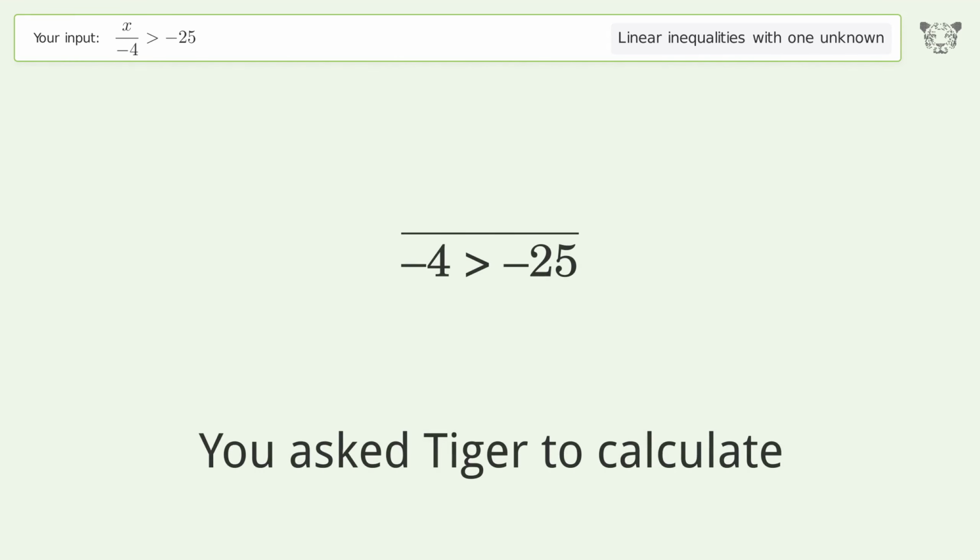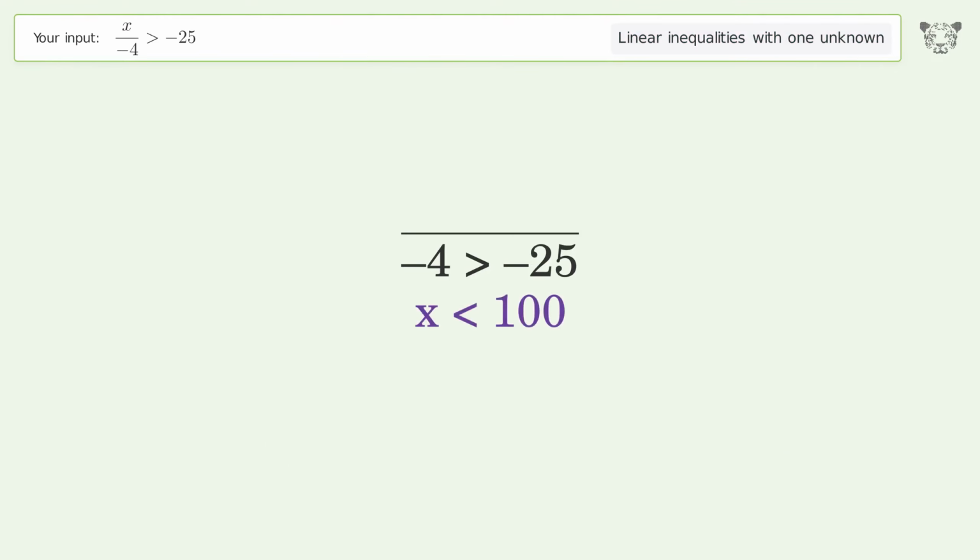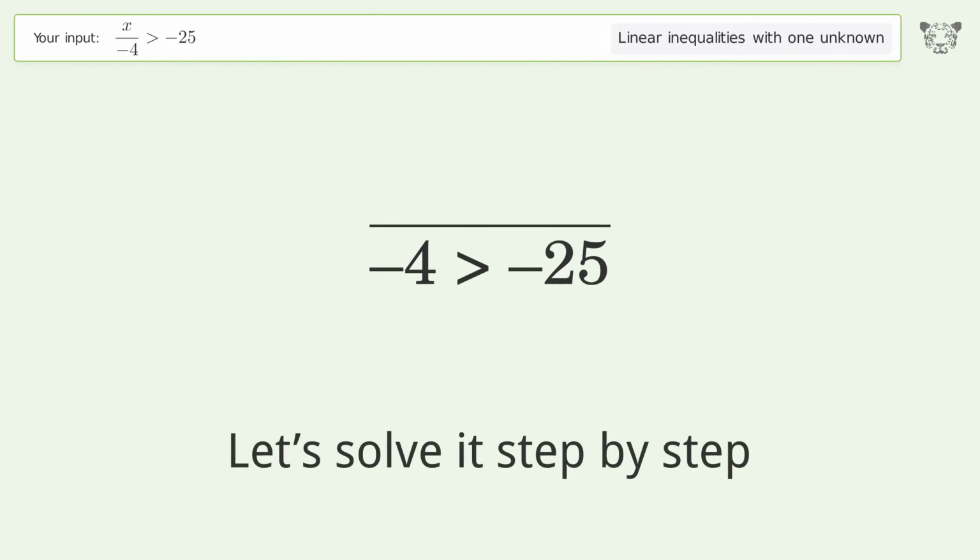You ask Tiger to calculate. This deals with linear inequalities with one unknown. The final result is x smaller than 100. Let's solve it step by step.